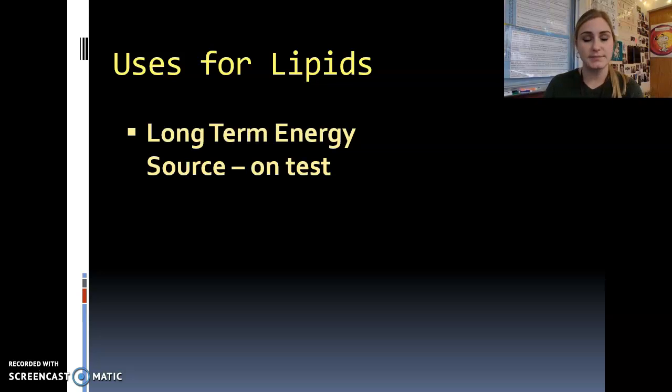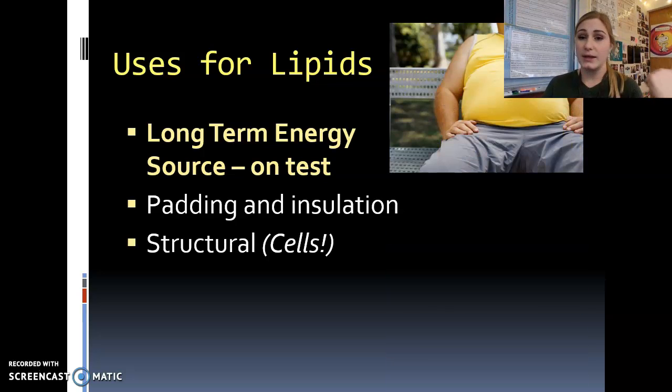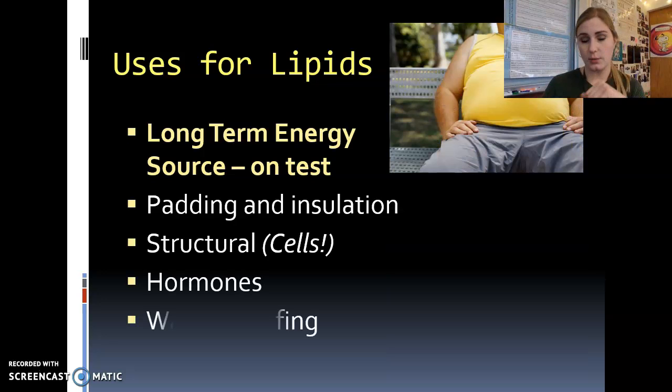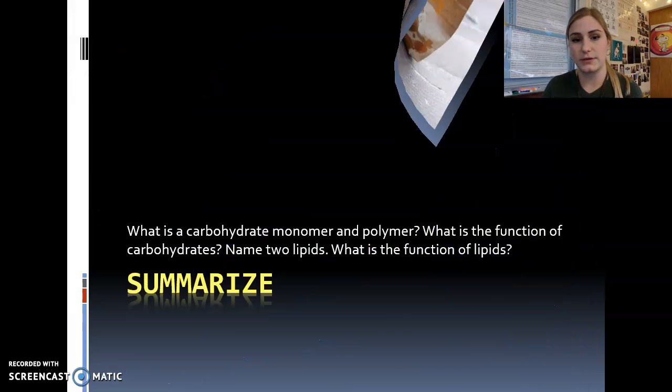Long-term energy. It's energy storage, fat is storage. Padding and insulation. We got structural for cells, which is a cell membrane, and then we also have cell hormones, waterproofing, and you might have noticed that water does not mix with lipids, and it is because lipids are nonpolar. We talked about this a while ago. Water is polar, fats and lipids are nonpolar. So it's a really good waterproofing mechanism that we end up seeing in all sorts of animals, especially ducks. They'll have lipids on their feathers to keep the water from going into their feathers.